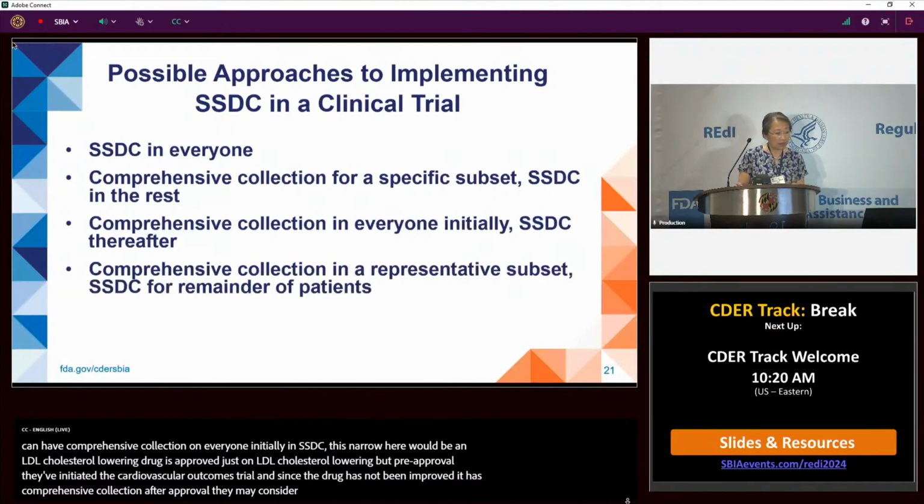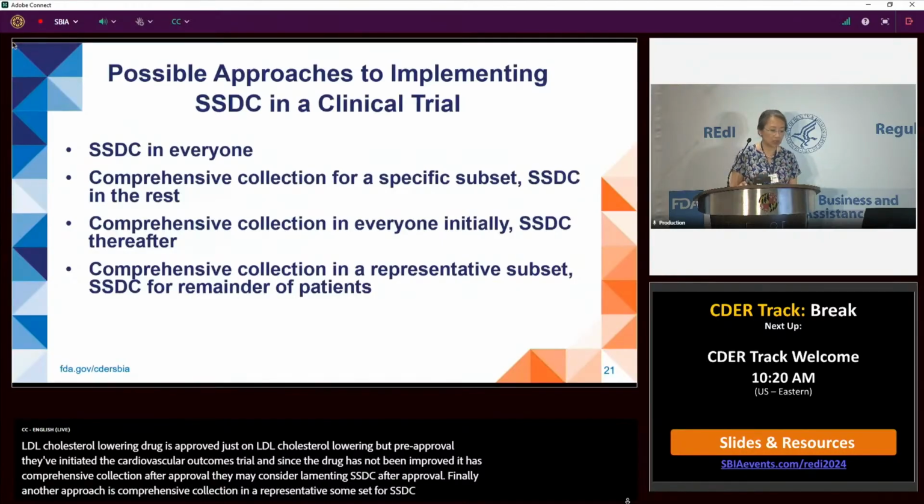And then finally, another approach is comprehensive collection in a representative subset and SSDC for the remaining patients. This can be done with a random sample of patients or a random selection of regions where you can have SSDC in some and comprehensive in another. Either way, the approach really, again, needs to be spelled out in the protocol.